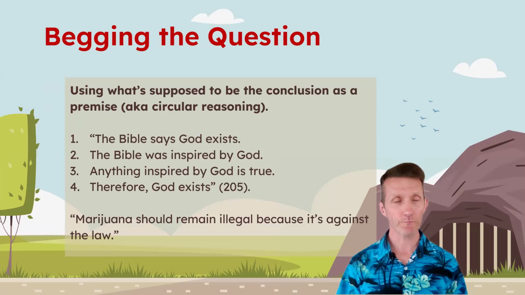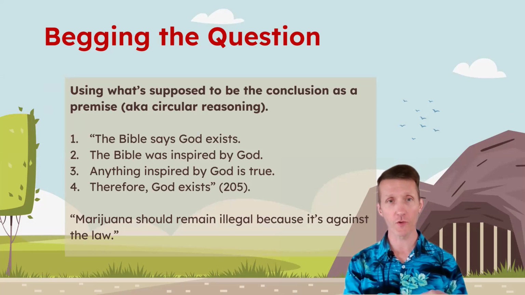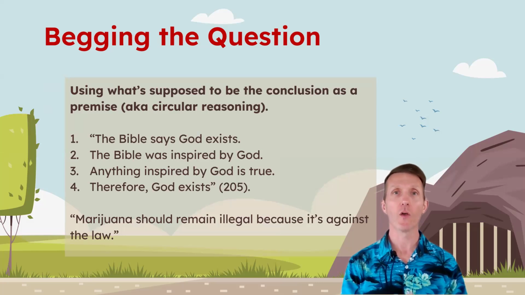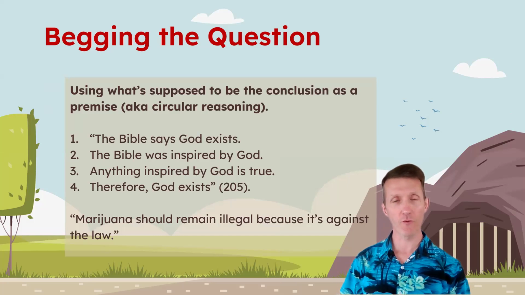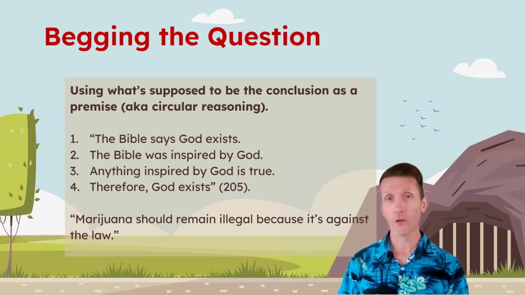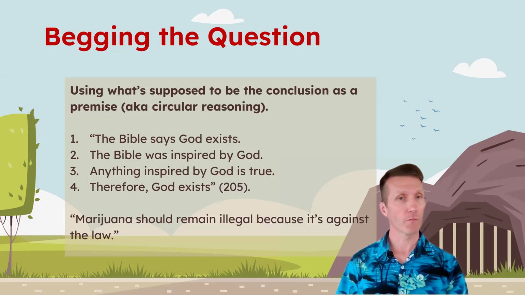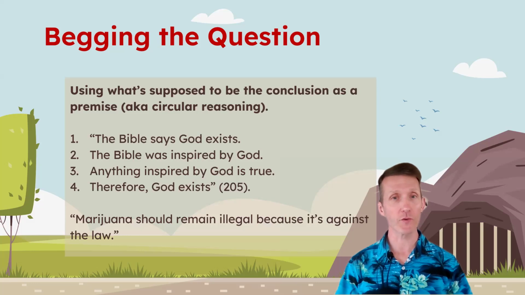Here's one example. Premise one, the Bible says that God exists. Premise two, the Bible was inspired by God. Premise three, anything inspired by God is true. Therefore, conclusion four, God exists. Why is that circular reasoning? Well, the conclusion says God exists, but that's also the premise. The Bible says God exists. So you're assuming in the very beginning the conclusion that the argument is attempting, or at least claiming, to support.